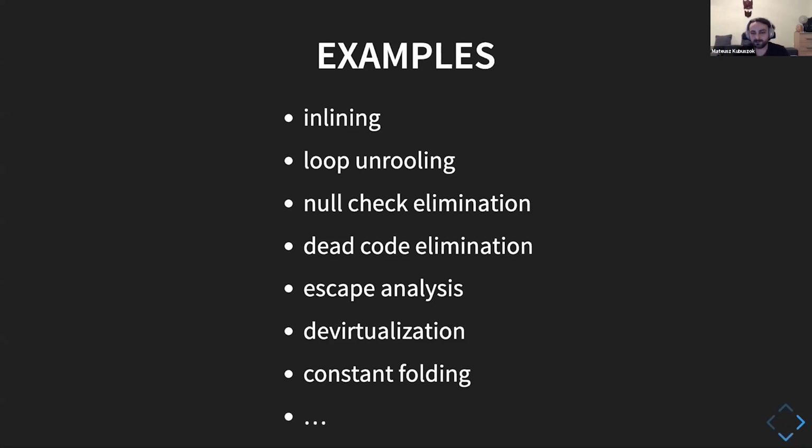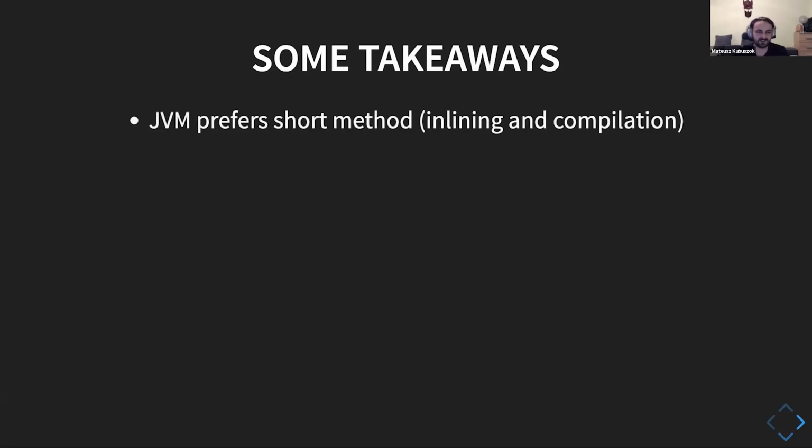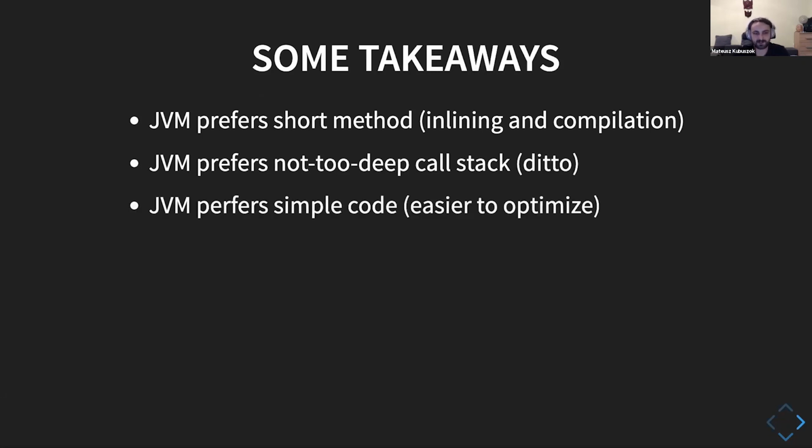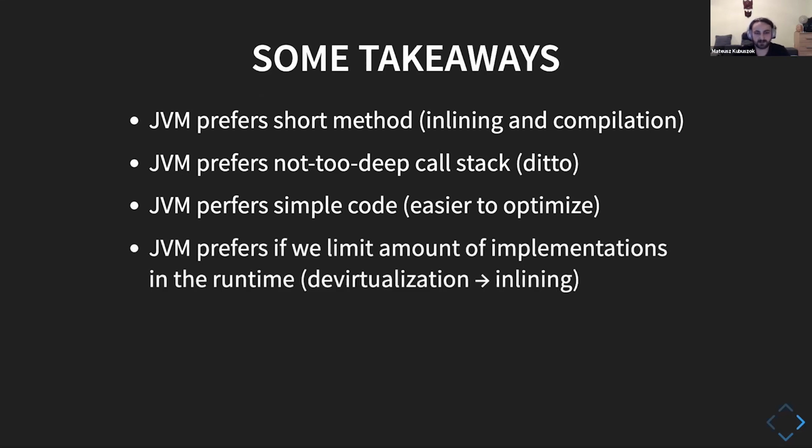And like a lot of other optimizations, there's a whole page dedicated to optimizations that the JVM might perform directly on Oracle's page, which you can see later on. So if we take a look at how this affects us, we can see that the JVM prefers short methods because they're easier to inline and compile. The JVM prefers a not-too-deep call stack for the same reasons. The JVM prefers simple code because it's easier to optimize. If we are limiting the number of implementations, it is also good for us.